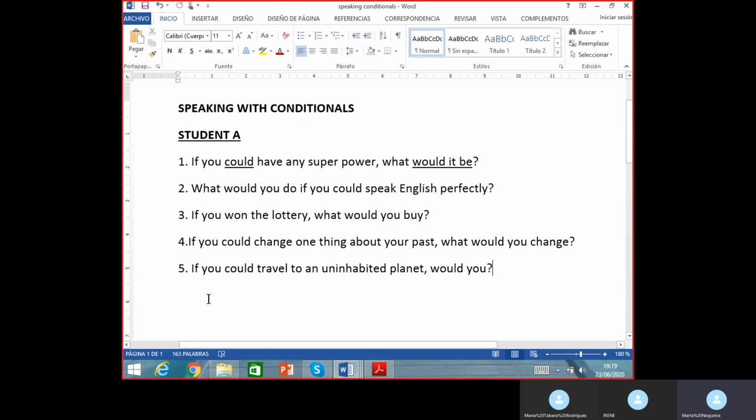Number 5, if you could travel to an uninhabited planet, would you? I don't think so. I wouldn't like to go to another planet to live. So that's it. This is very simple, but this is reviewing the structure. That was something that we have to do. This is good when we do it in class, face to face.